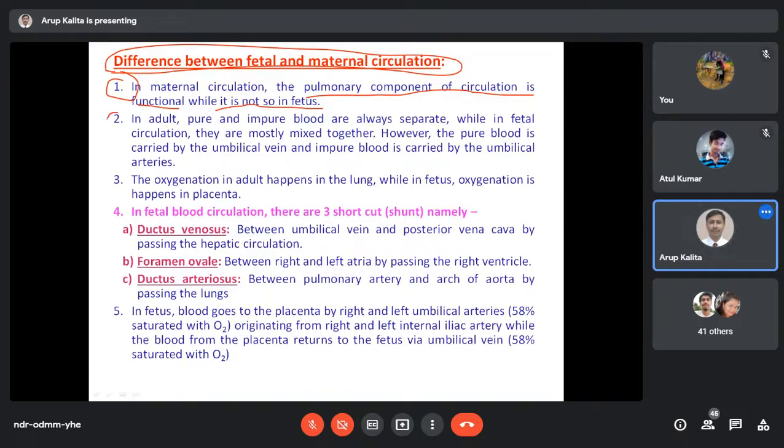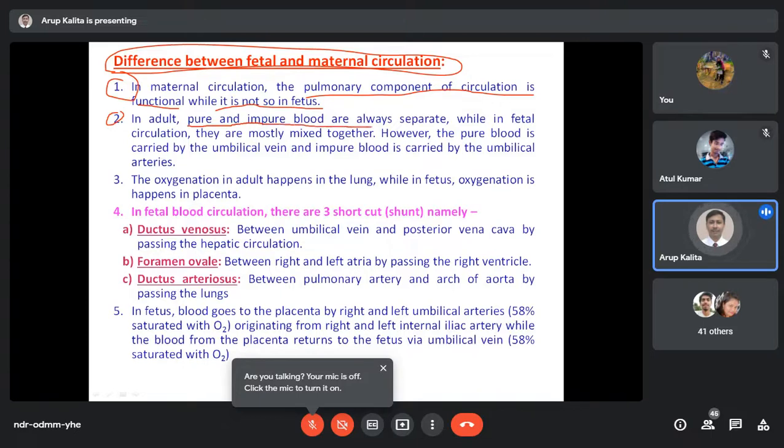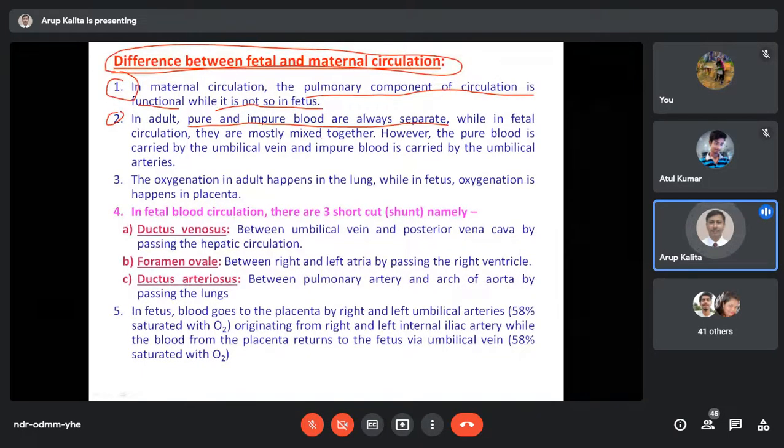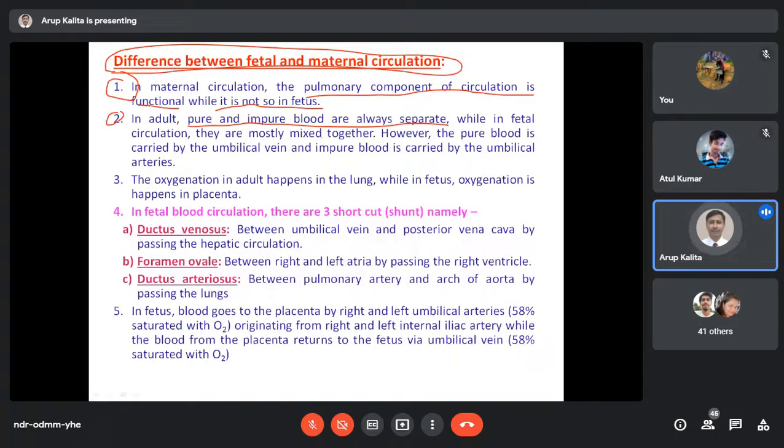Number 2, in adult, pure and impure blood are always separate. Pure blood you will be getting in the arteries. Impure blood you are going to get in the veins, except the pulmonary artery and pulmonary vein. But in case of fetal circulation, they are mostly mixed together. In most of the cases, the oxygenated and deoxygenated blood are mixed.